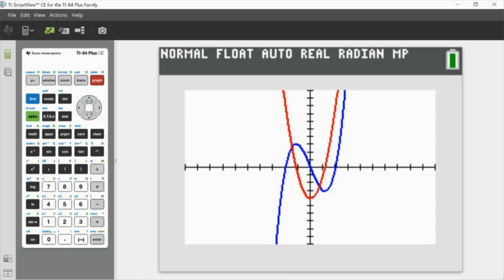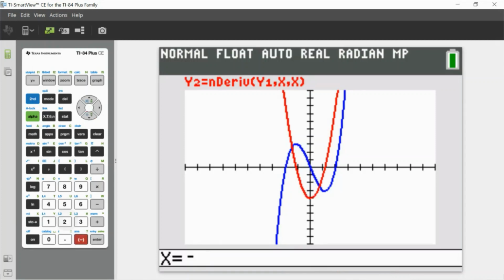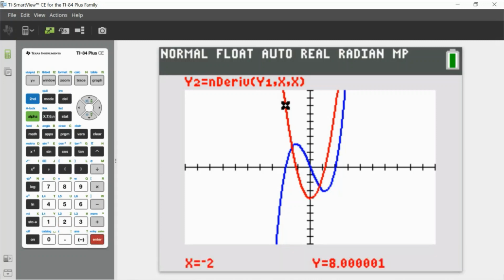Now, what I want to do is look at what the derivative value is at -2. Well, if I trace, when I hit trace, it's going to default to y1. I'm going to hit the down arrow, so that's going to select the y2 function. And then I'm just going to put in -2. Let's trace to -2 and see what the calculator is telling me the derivative is.